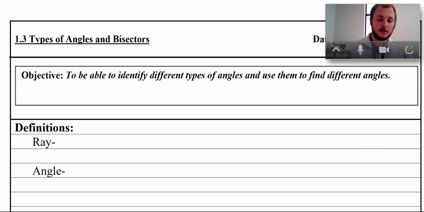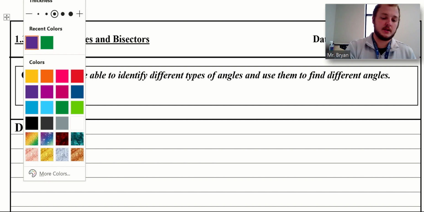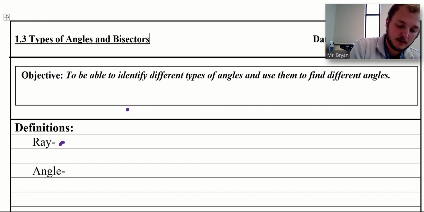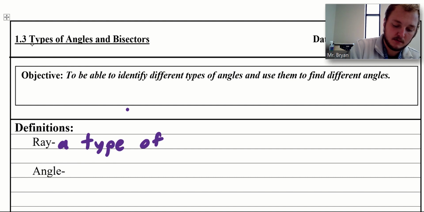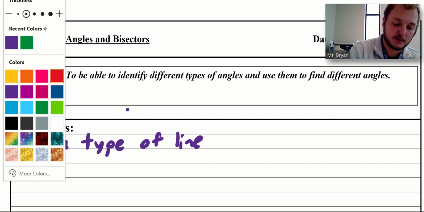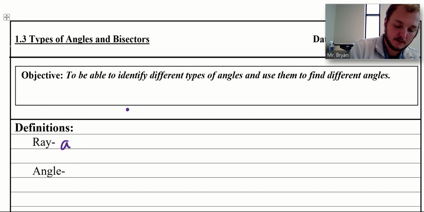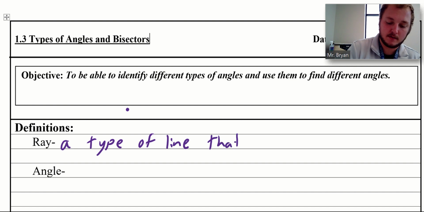Okay. If we're going to talk about angles, the first thing that we need to understand is what a ray is. Okay. So a ray is a type of line that has one endpoint.